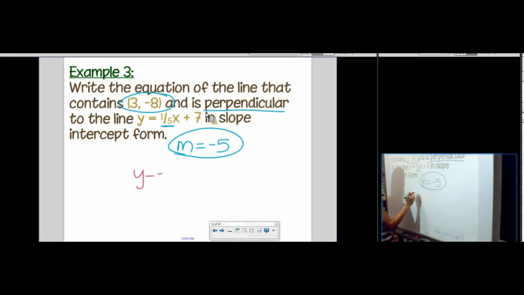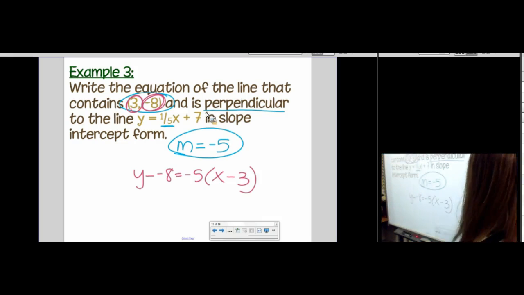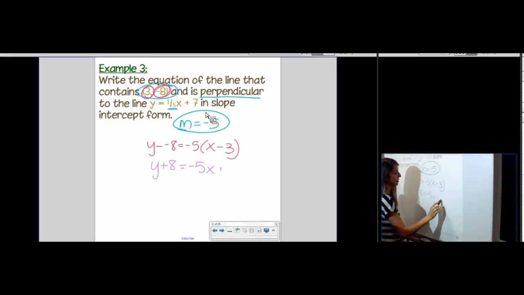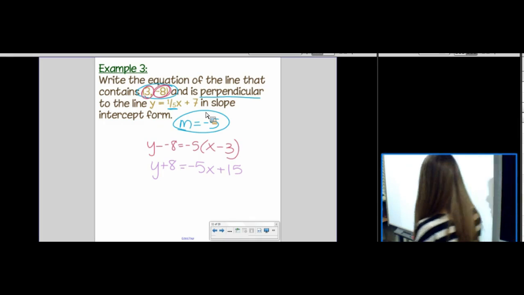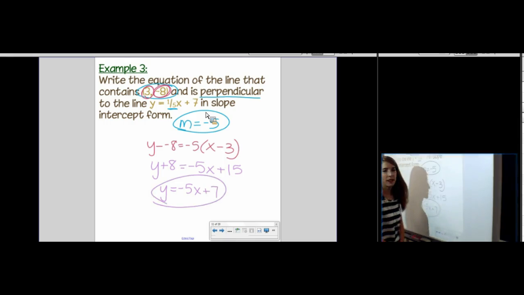y minus y equals m, x minus x. So I'm taking the y and the x from my point, and then we clean it up. So this really says y plus 8 equals negative 5x plus 15. Are we all okay? Are we on the same page? Subtract 8 from both sides. y equals negative 5x plus 7. Why did I like this number so much?